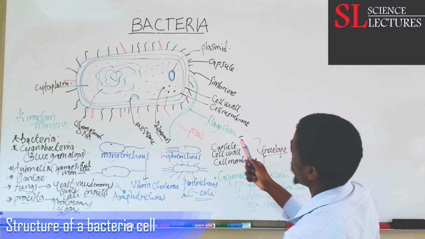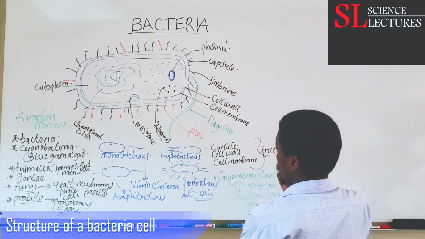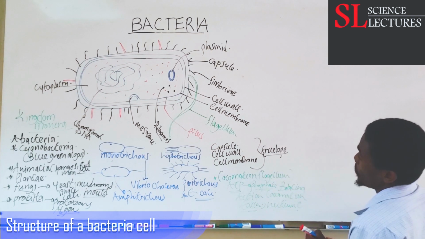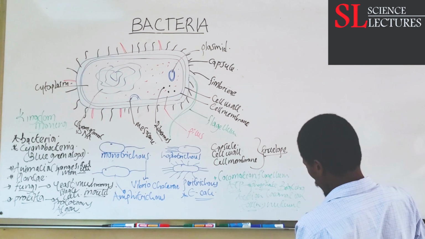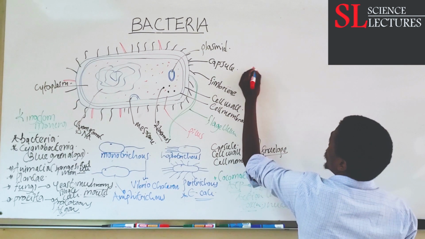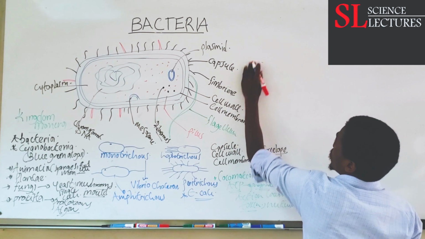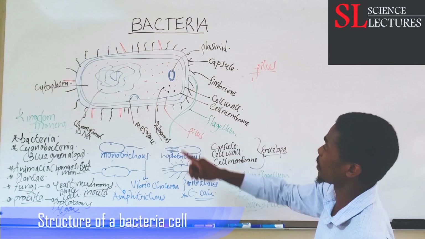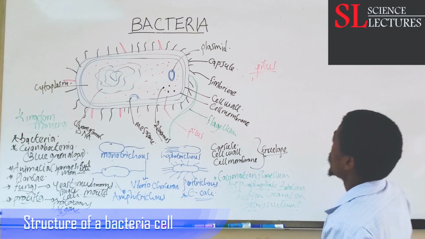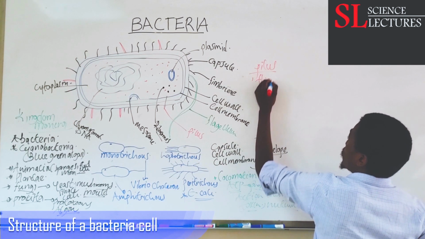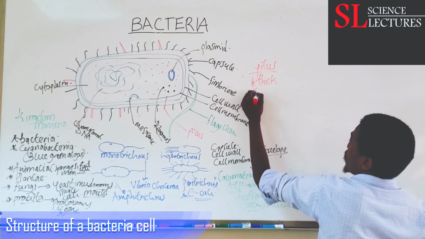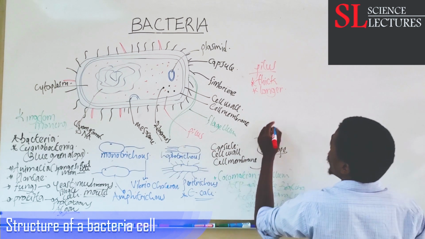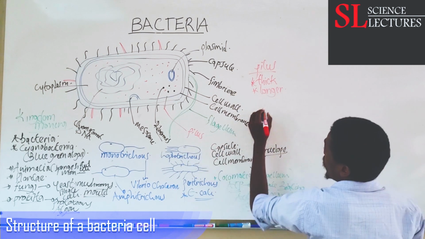So let's have a look at another cell extension. We are going to start with the pilus and the fimbriae. The pilus is the red structure that is bigger in size. The pilus is thick and longer, thicker and longer as compared to the fimbriae.